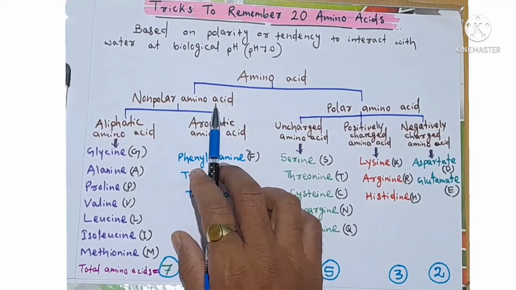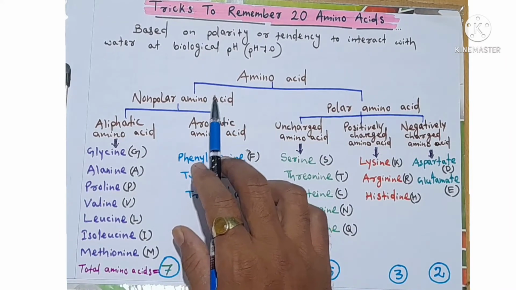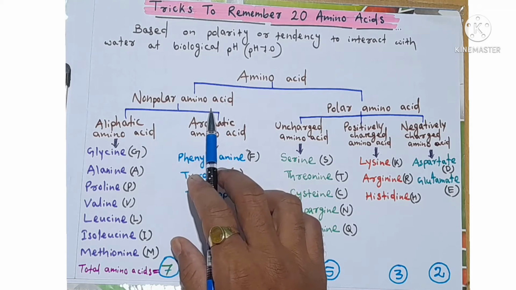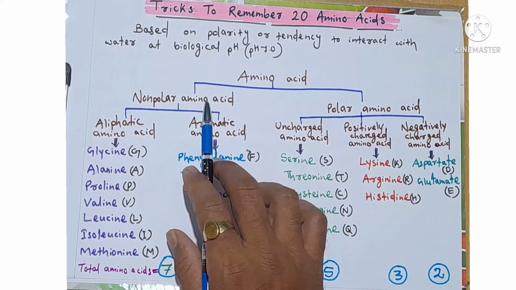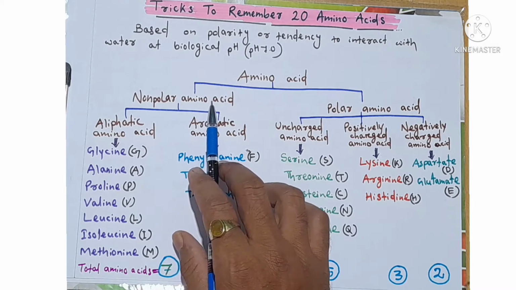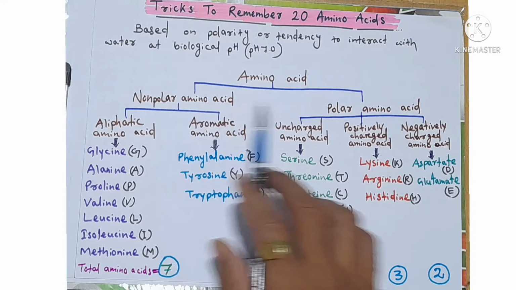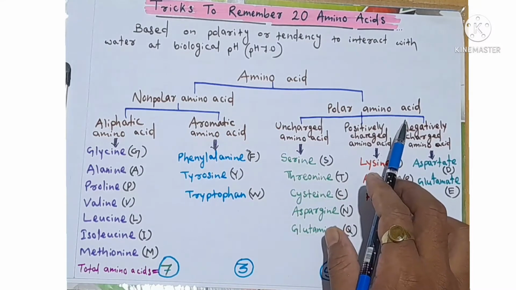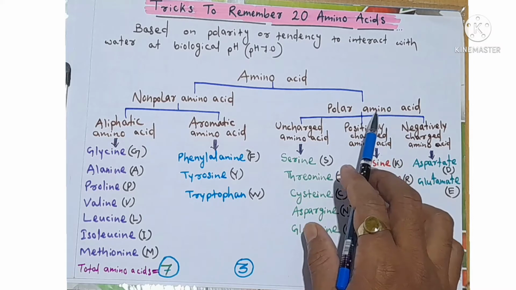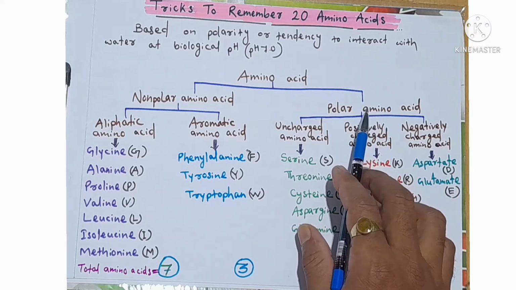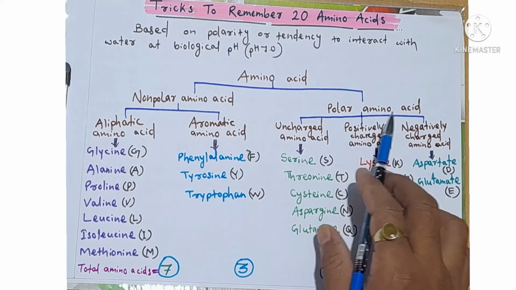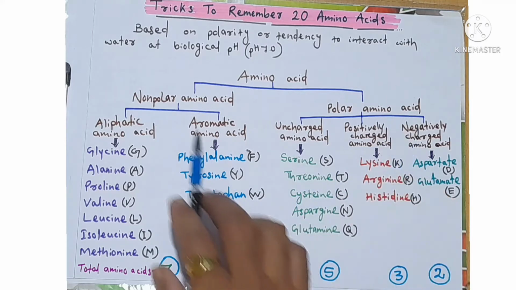Non-polar amino acids are those amino acids that are unable to dissolve in water, also known as water-hating amino acids or hydrophobic amino acids. And polar amino acids are those amino acids that are able to dissolve in water, also known as water-loving amino acids or hydrophilic amino acids.